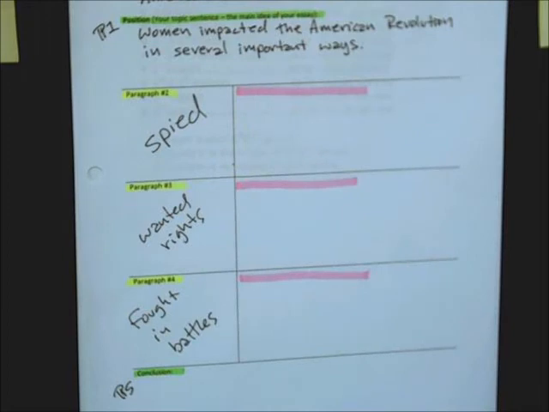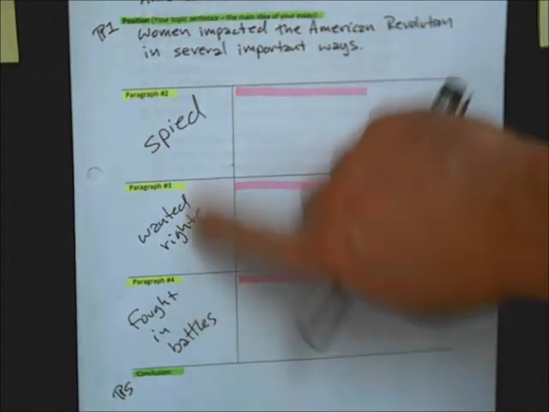By the way, did they do other stuff too? Yeah. Did they, for instance, make food and bullets for the soldiers? Did they care for the wounded? I mean, you could have different things in here. It really depends on your research. These are not the only three things that women did.